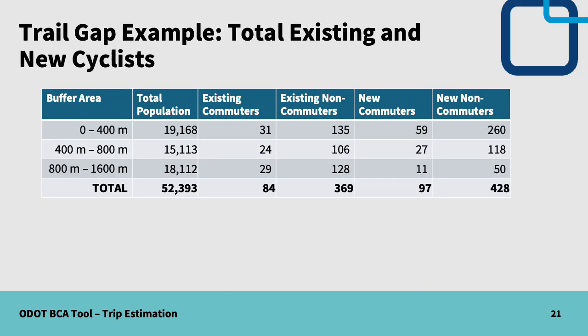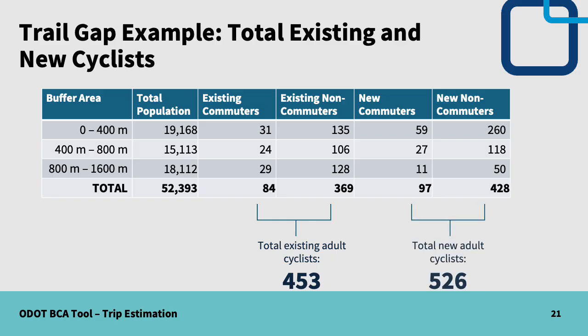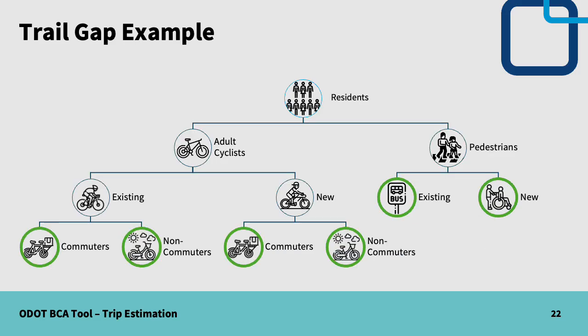The table shown summarizes the bicycle trip estimations we just walked through for this example. Using this method, we've calculated 453 existing adult cyclists and 526 new adult cyclists. The next step is to estimate the number of existing and new pedestrian trips in the project impact area, and then we should have what is needed to begin quantifying benefits.